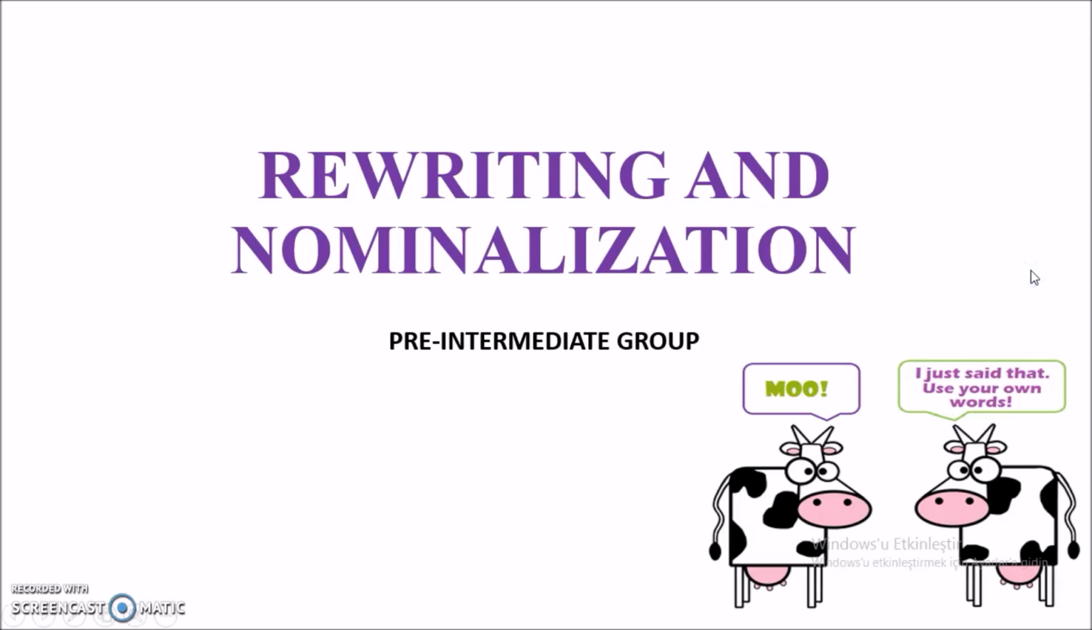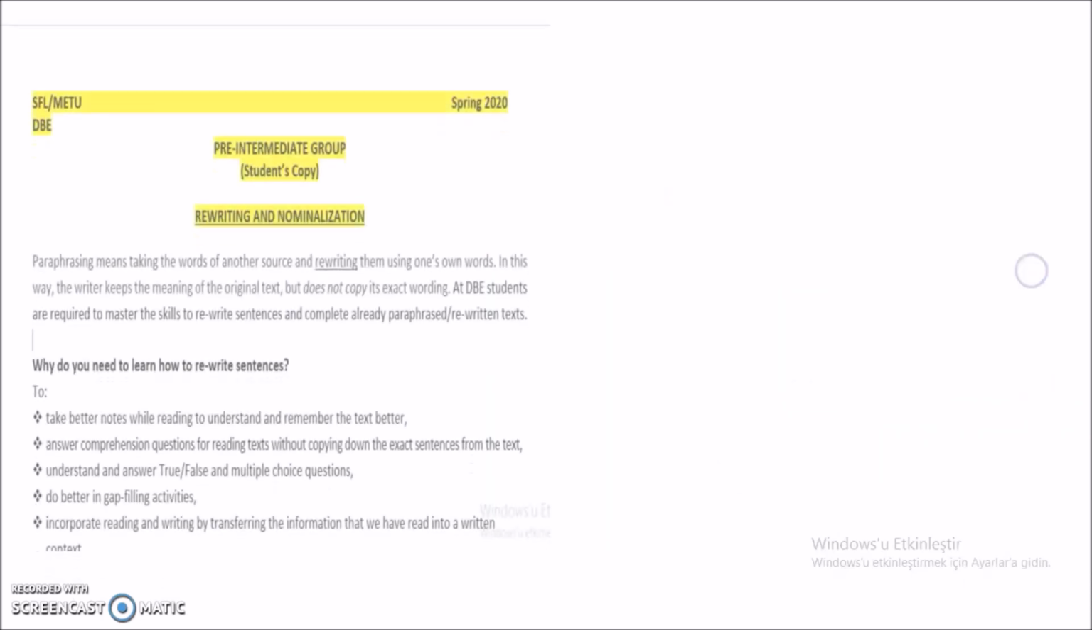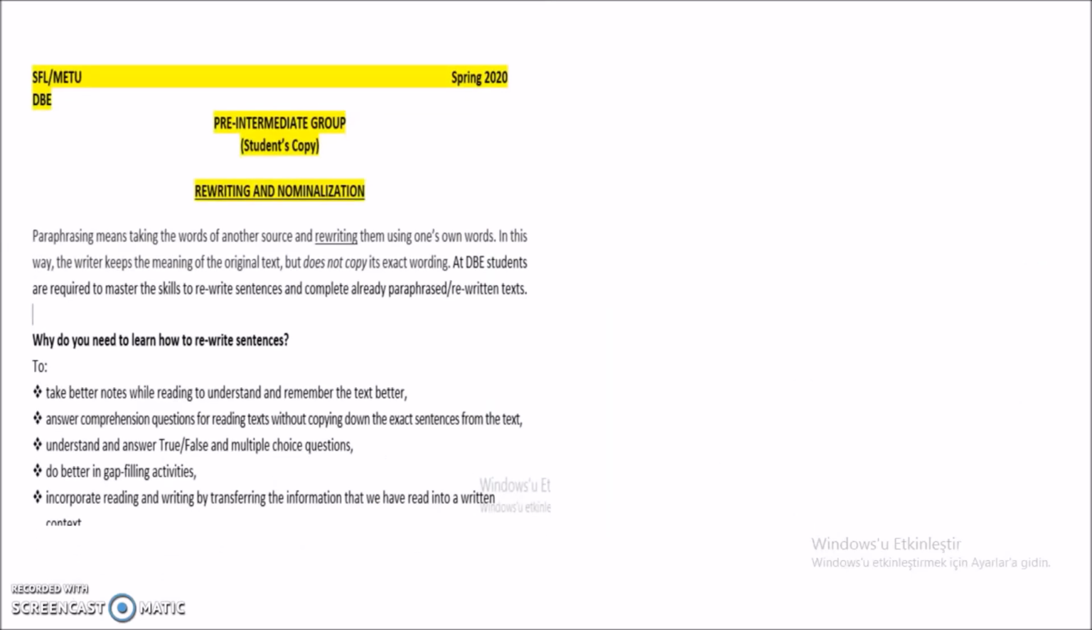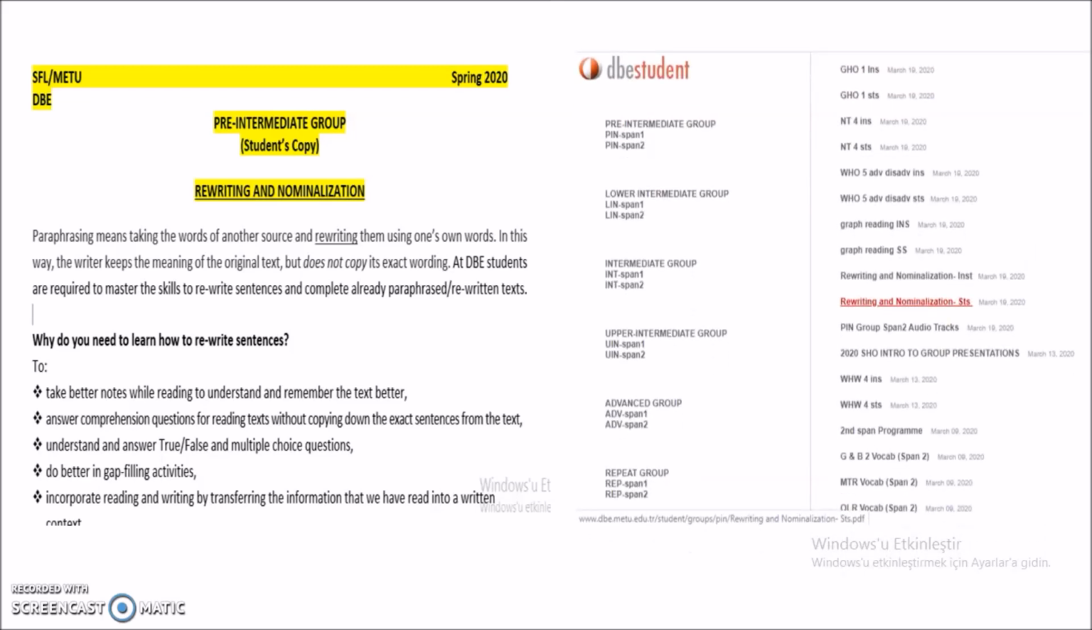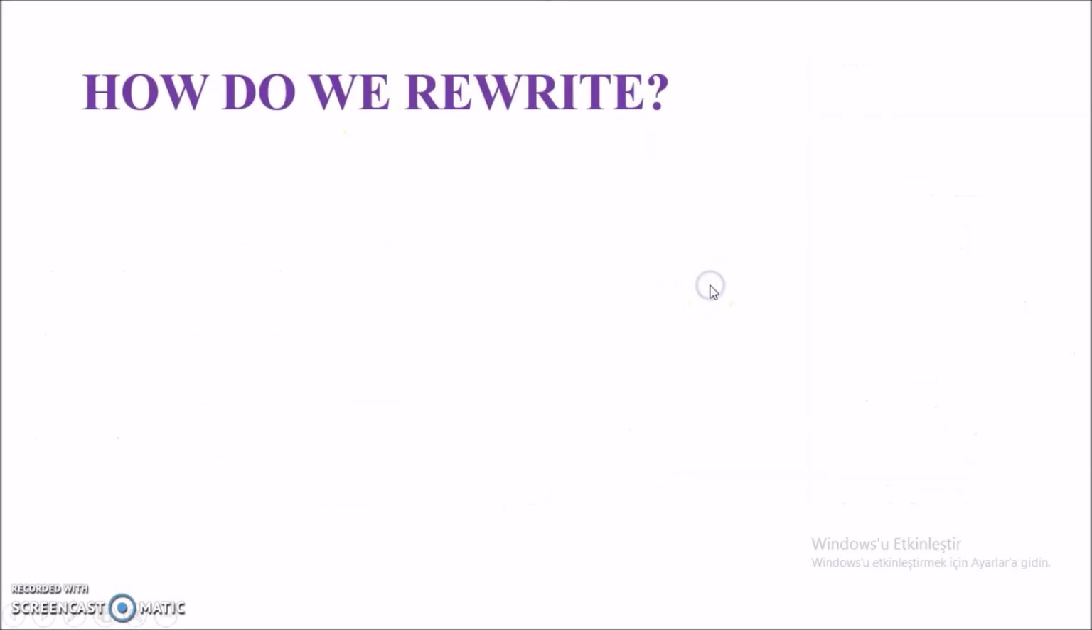Hello everyone. Today we are going to cover the rewriting and nominalization handout together. This is the handout that we are going to cover, and you can find it on the MethoDB student page, group pages, pre-intermediate group, Span 2, where you will see instructor and student copies, or it will be uploaded to Google Classroom. So let's start.